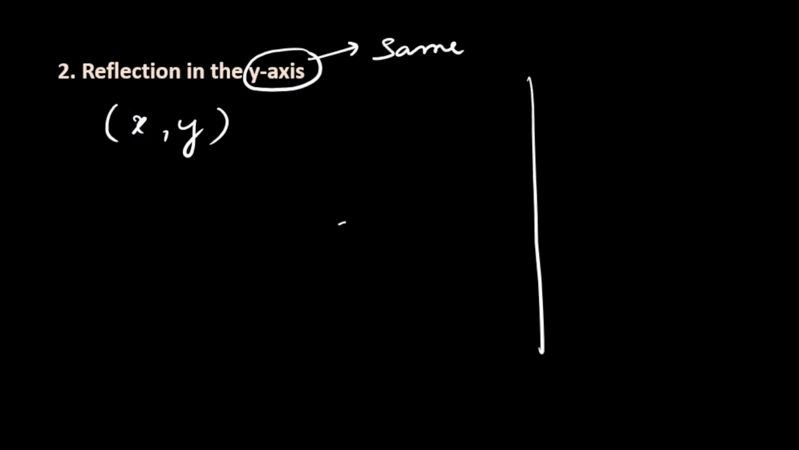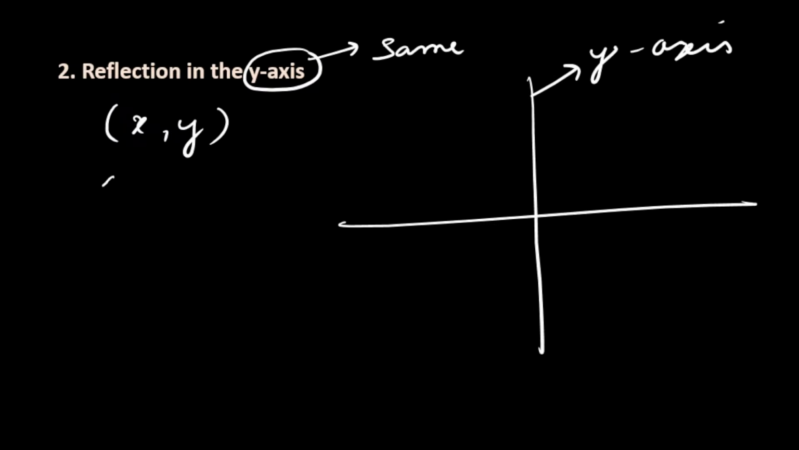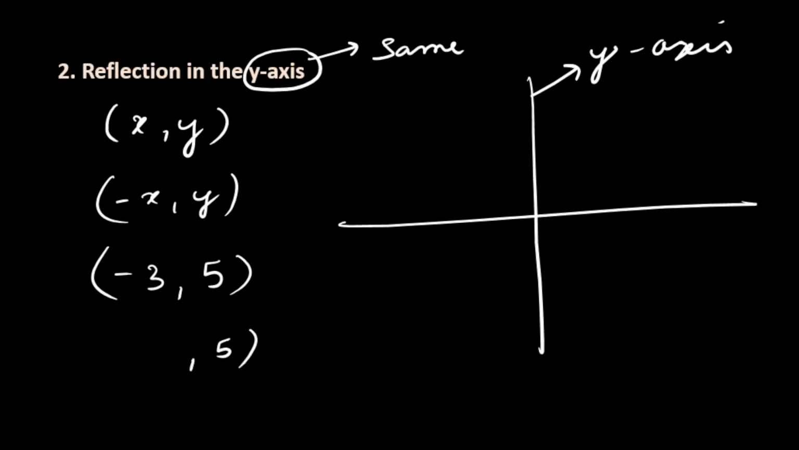Next is reflection in the y-axis. Same concept you have to remember, but if reflection is happening in the y-axis, y will remain the same. Here the y-axis is acting as a mirror. Then x will change, y will remain the same, so minus x comma y. If I have any point minus 3 comma 5, and its reflection is happening in the y-axis, y will remain the same. You can write y first and the x point will change. That means its sign will change, so minus 3 will change to positive 3.